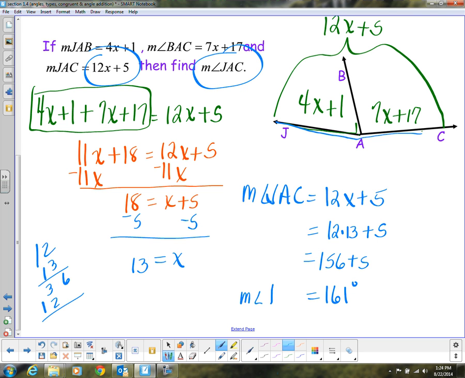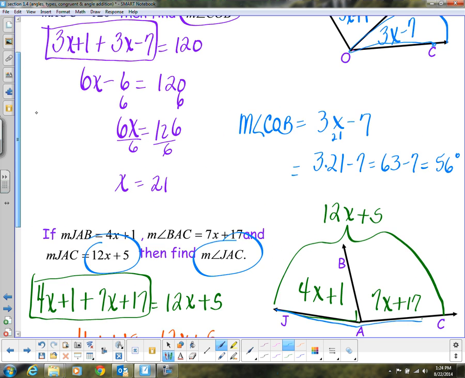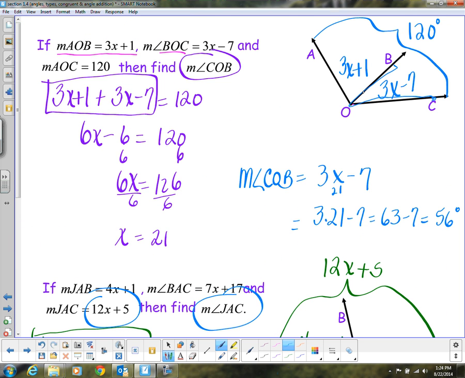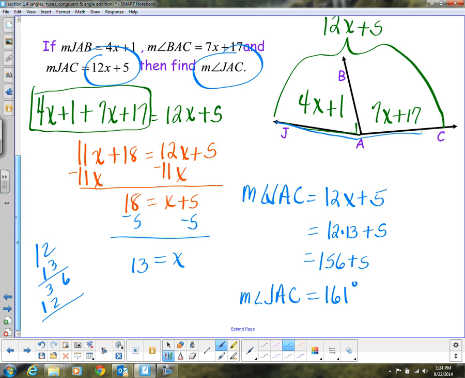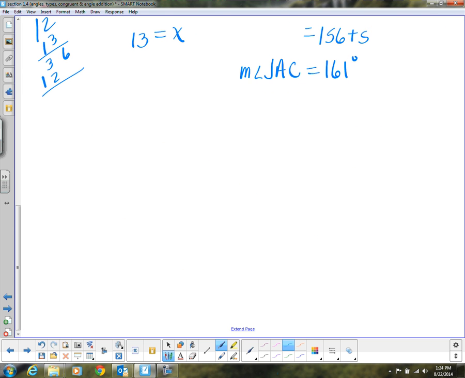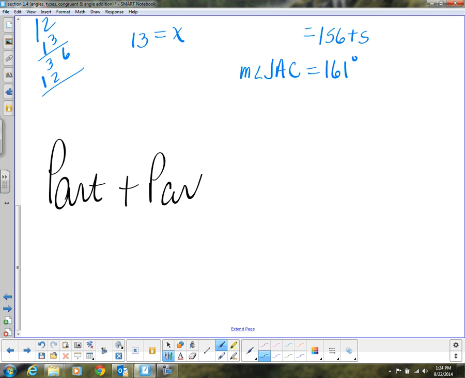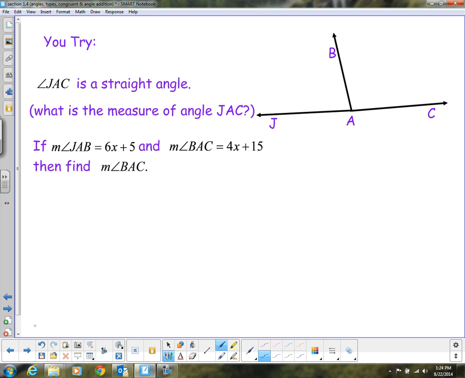Measure of angle JAC. So there's only two types where I give you the parts and the whole. You say part plus part equals whole. And I guess that's a concept that we need all year. So let me write that down. We've got part plus part equals a whole. That's a concept for all of those.